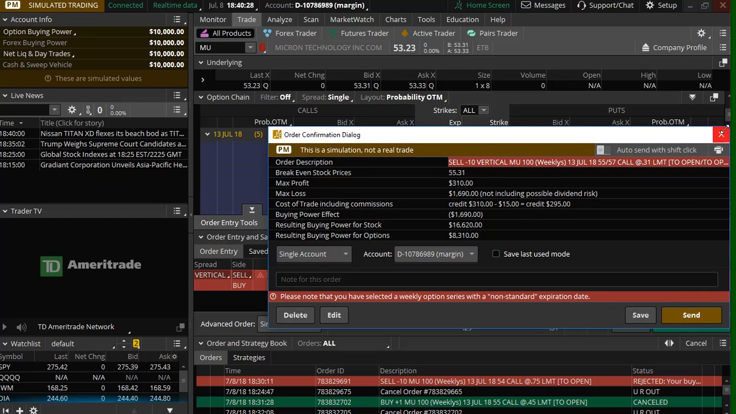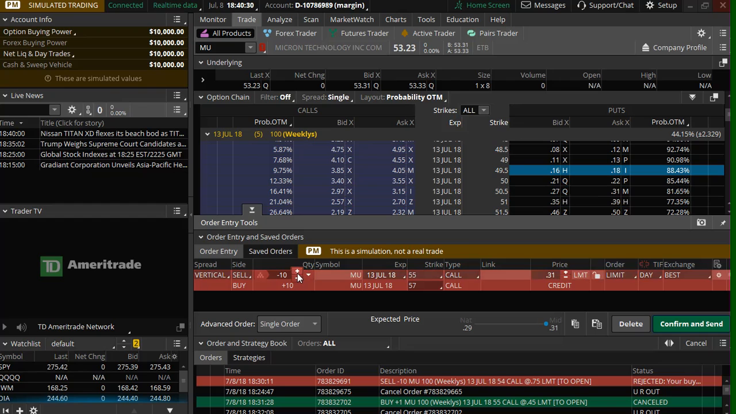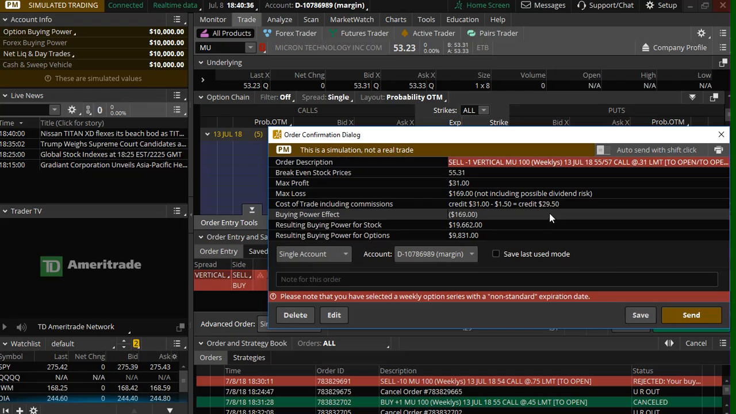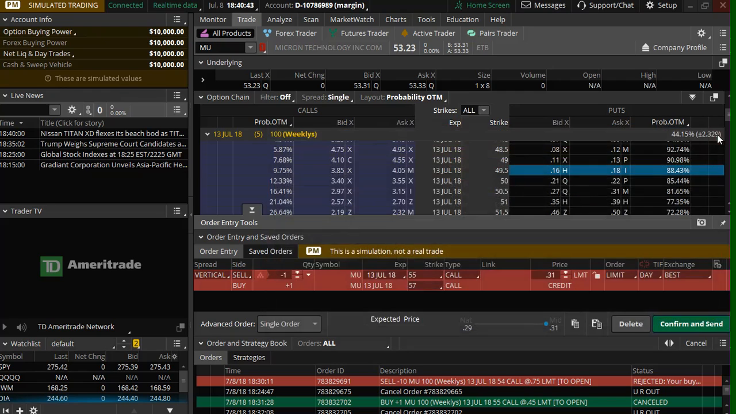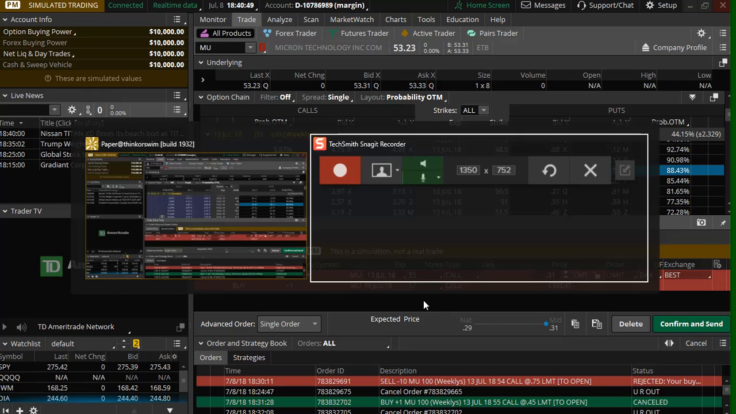Sorry, I did 10 contracts. Let's do this one contract. So for one contract, you're going to get a credit of 29.50, and again your max loss is 169 if the stock does go up to the 57 strike price. And real quickly, I'll show you how to do this in the mobile app as well.